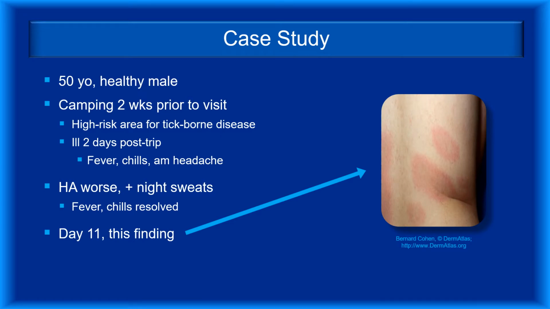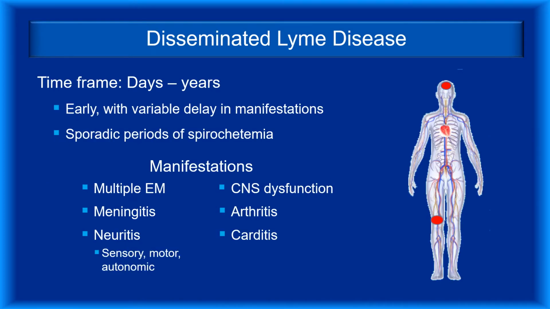What's the most likely disease for this gentleman's constellation of symptoms and signs? And what disease stage would it be? This patient clearly has disseminated Lyme disease, which can produce a host of problems. The major ones are listed and depicted here.